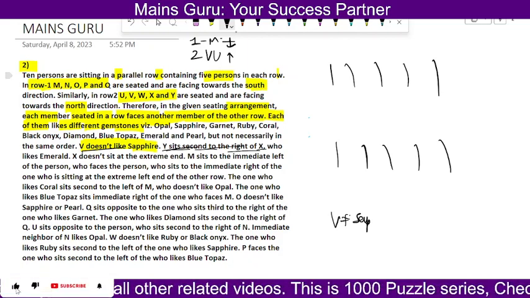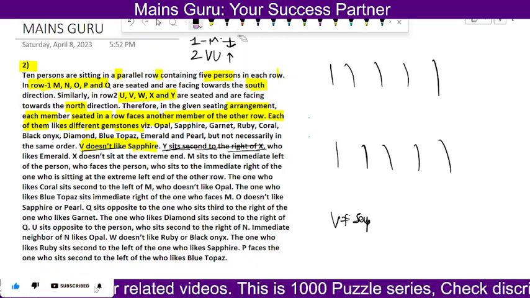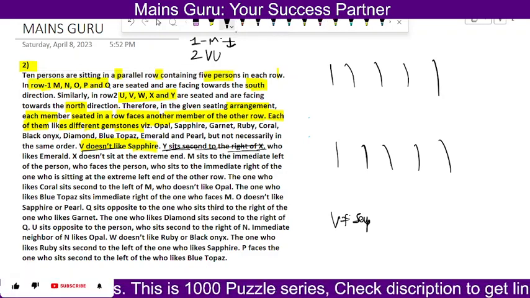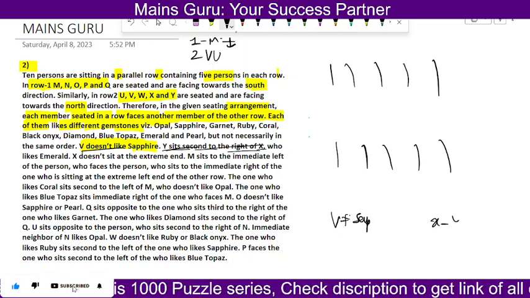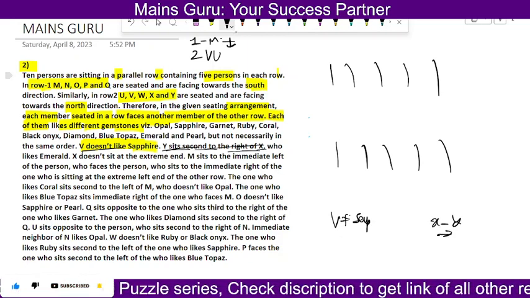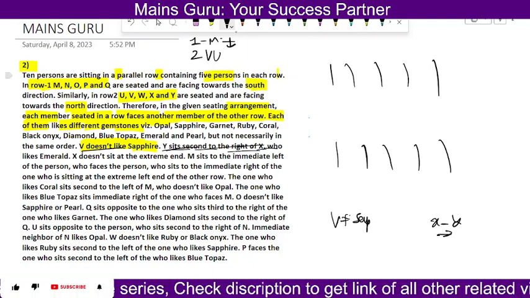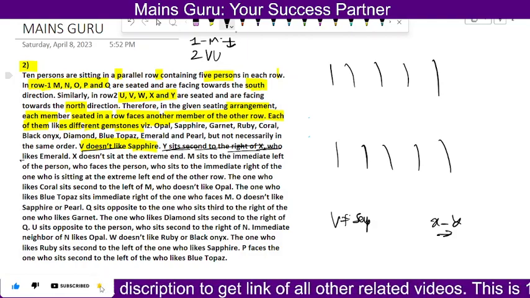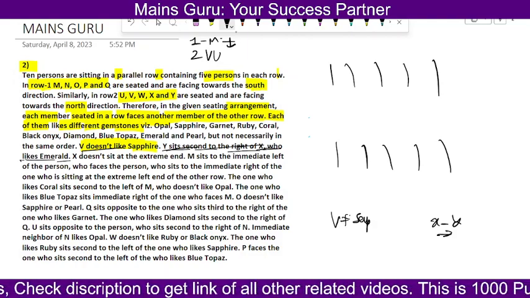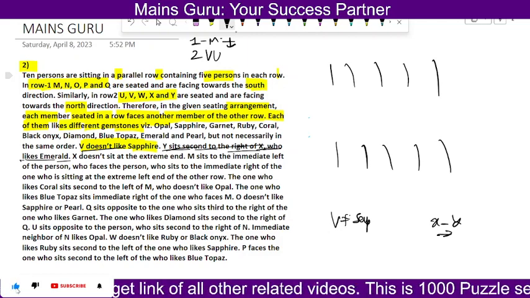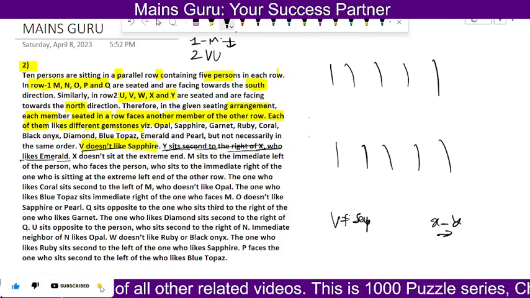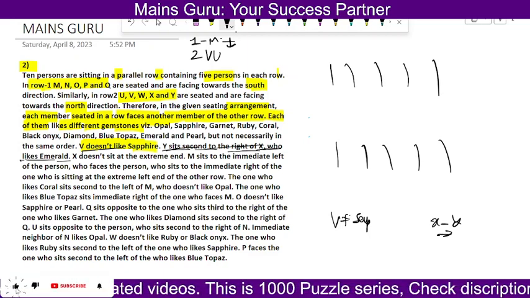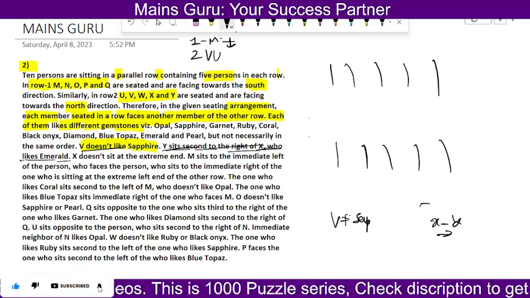So Y sits second to the right of X. Where will this sit? Where will these both sit in this second row now? Y sits second to the right of X means X will come here, and this type of arrangement will be there. Now, X likes Emerald. If X can come either here, three possibilities are there, so we will not start from here now. But till now, X likes what? X likes Emerald.